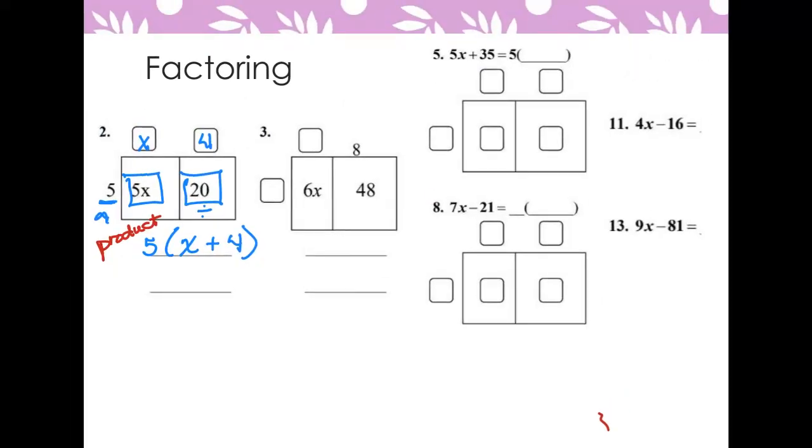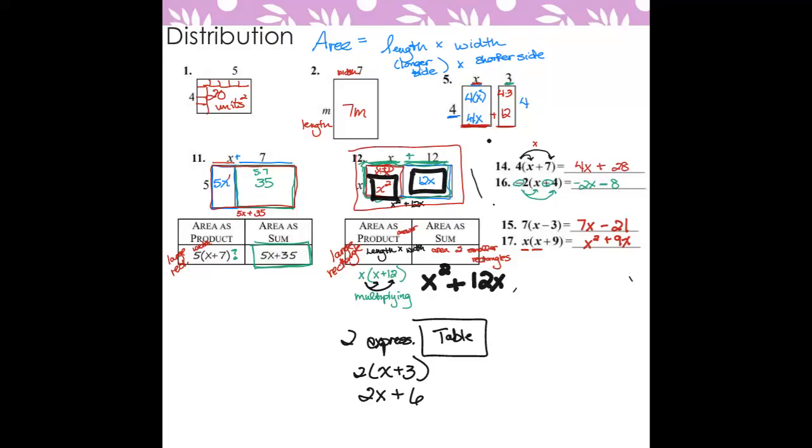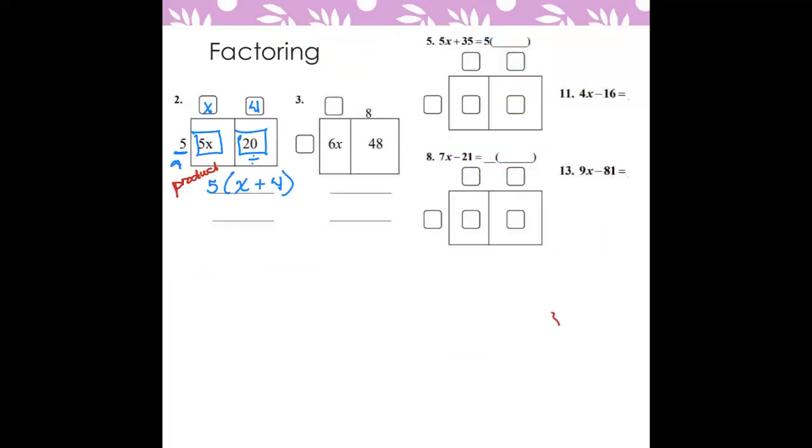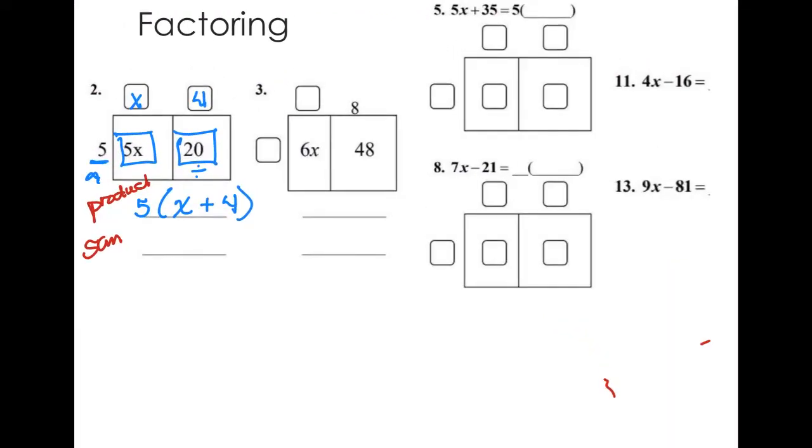Let me think. What else should I be looking for here? 5x 35. I guess, yeah. So then the sum, which we already have, would be the 5x plus 20. Okay? Does that make sense? Okay.